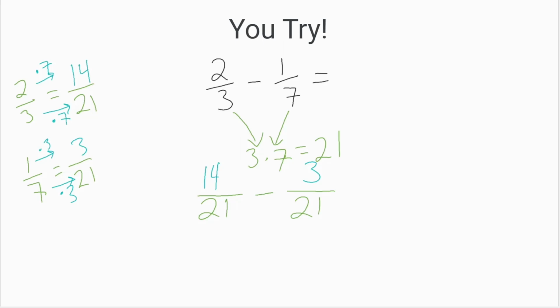This is the point in which we can subtract our numerators from each other. 14 minus 3 gives me 11. We keep the denominator the same. We get 11/21. And that's our final answer for this. So again, hopefully not terrible.